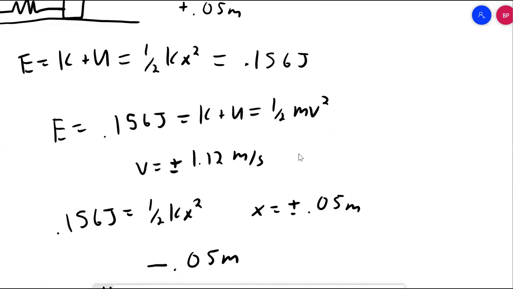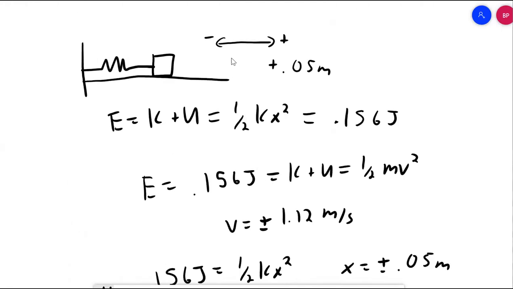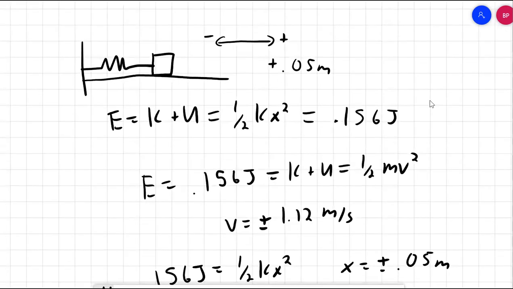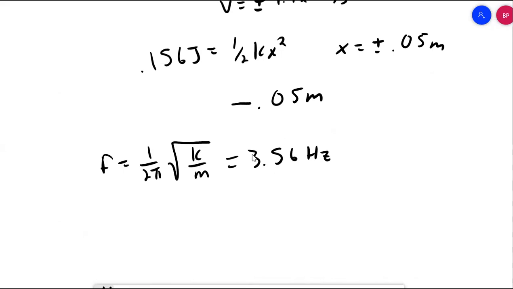So as it goes back and forth, it goes from its maximum stretch position to equilibrium to maximum compressed, back to equilibrium, back to maximum stretched. So it does that full thing, 3.5 times per second, a little over 3.5 times per second.